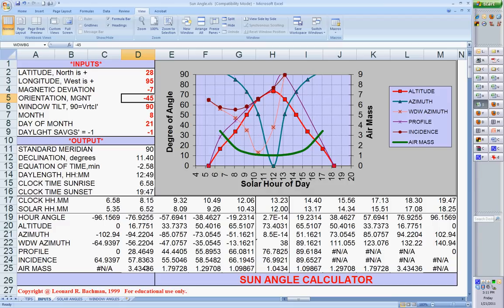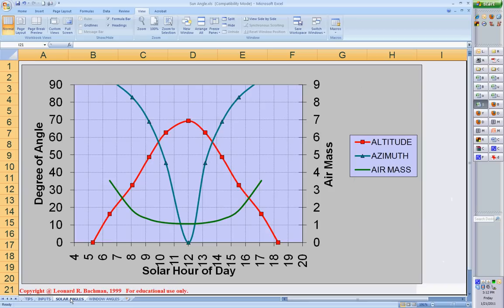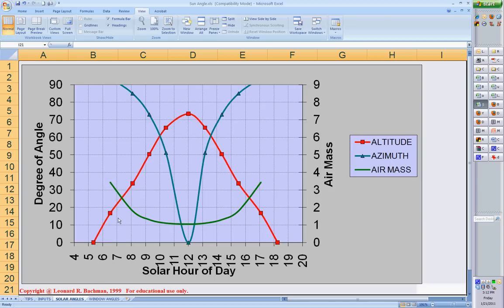So you see plotted on here that air mass, this heavy line, is plotted against this y-axis, where the other angles are plotted against this first y-axis, and solar time of the day plotted across here. For clarity of data, you can look at just the solar angles, including the air mass, or just the window angles. On the input screen, you have all of that information overlaid in one plot.